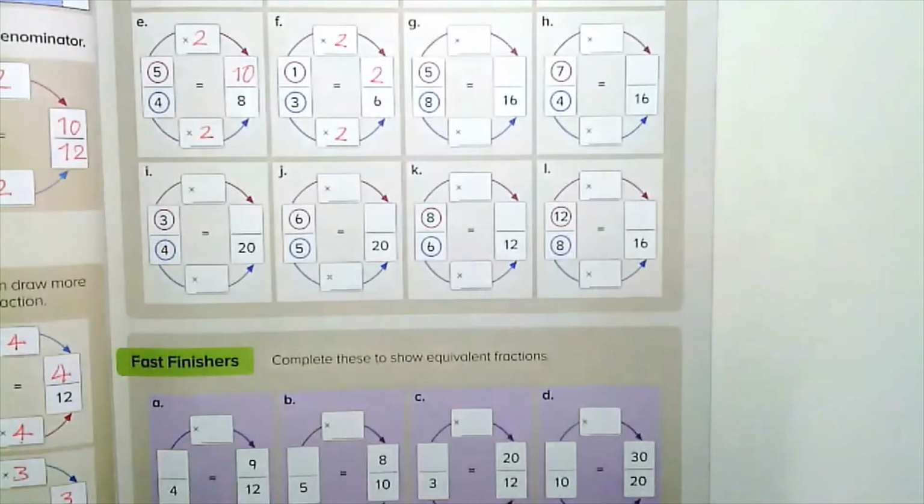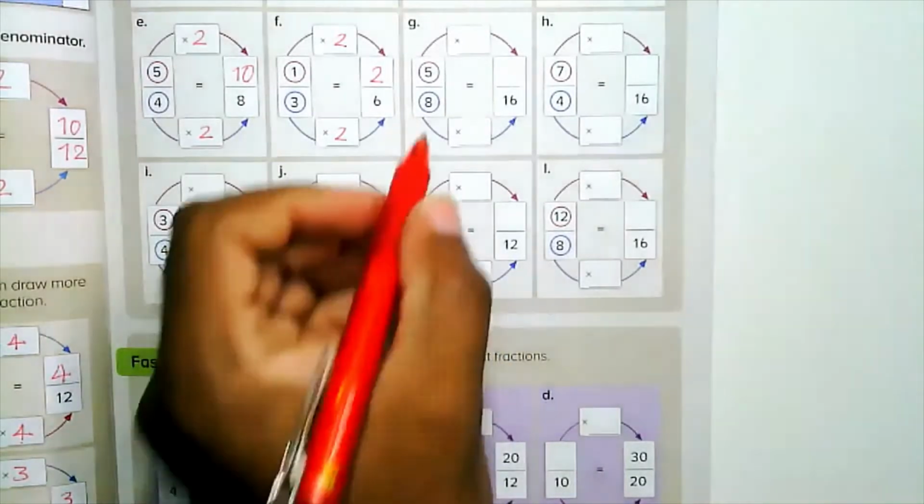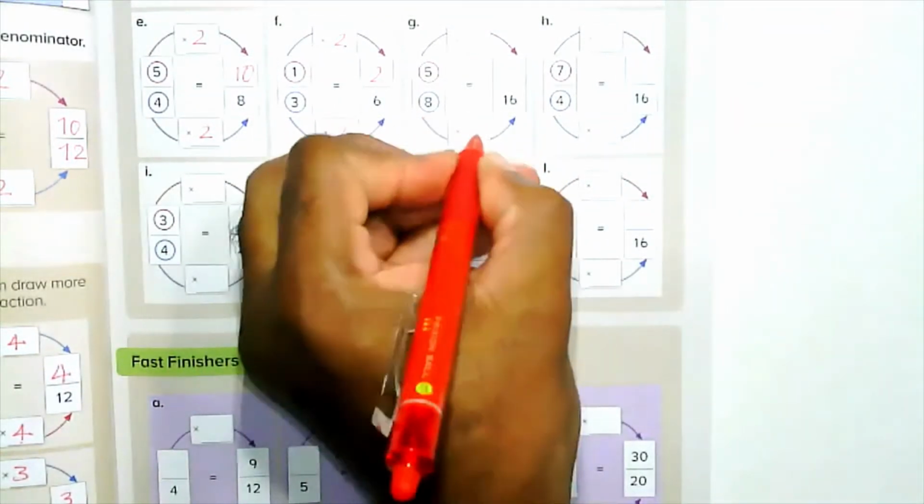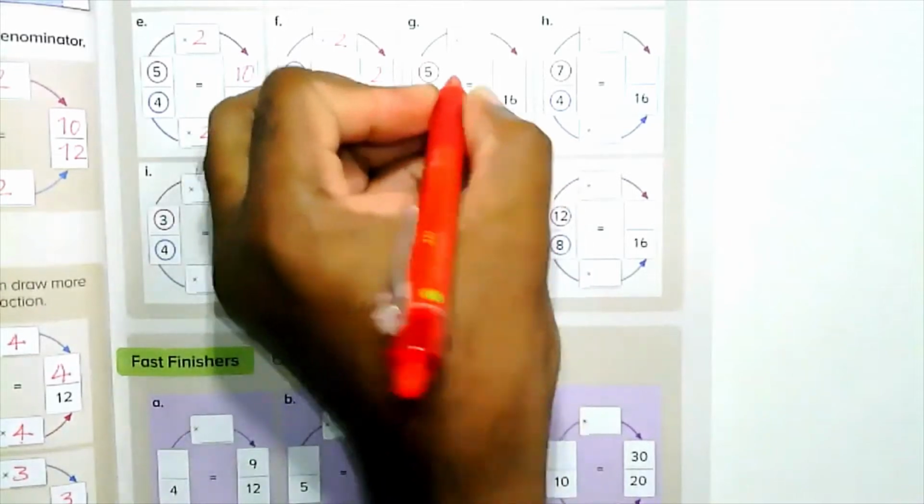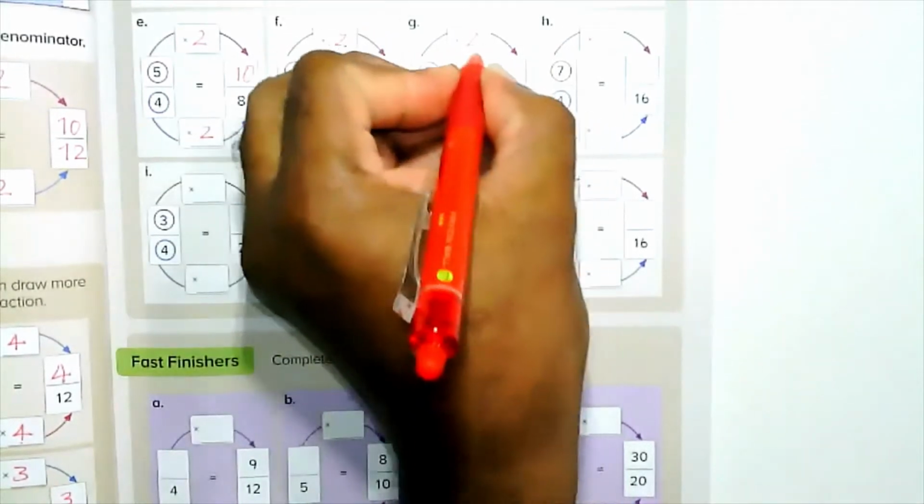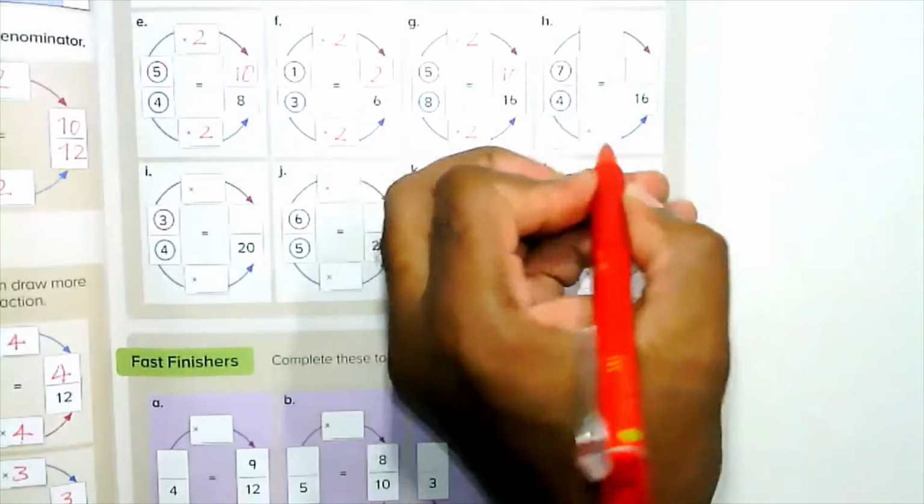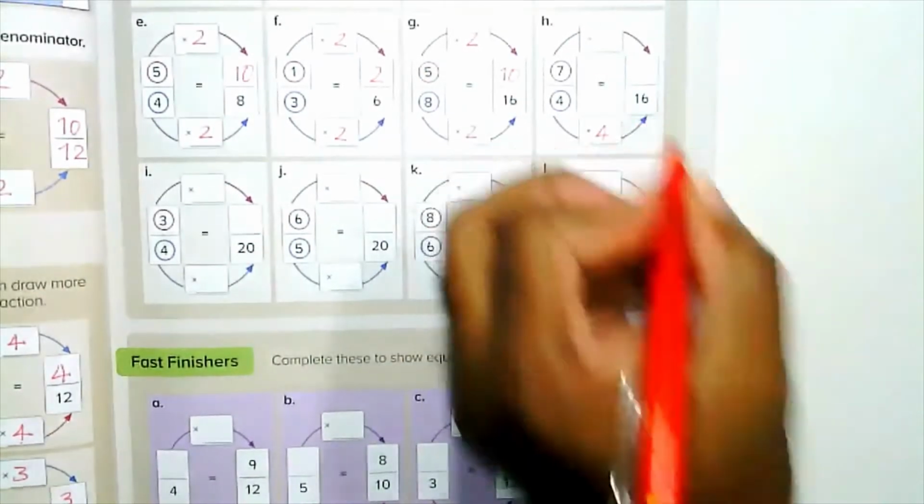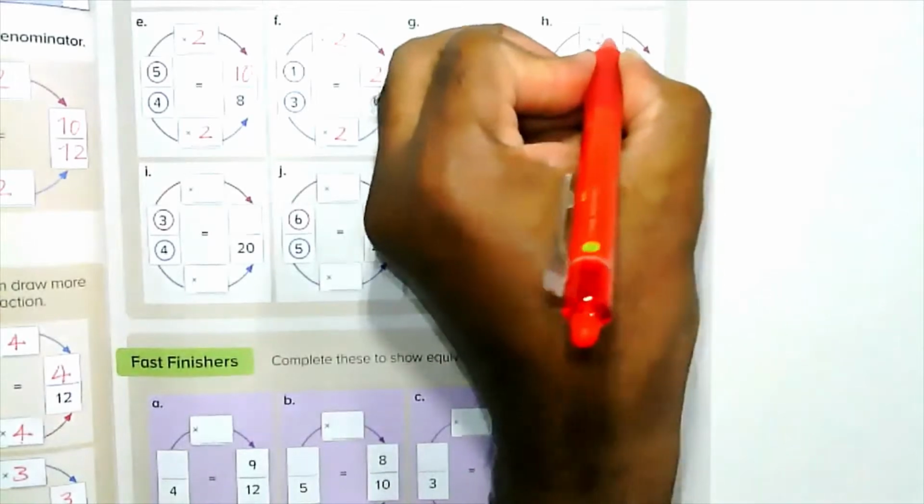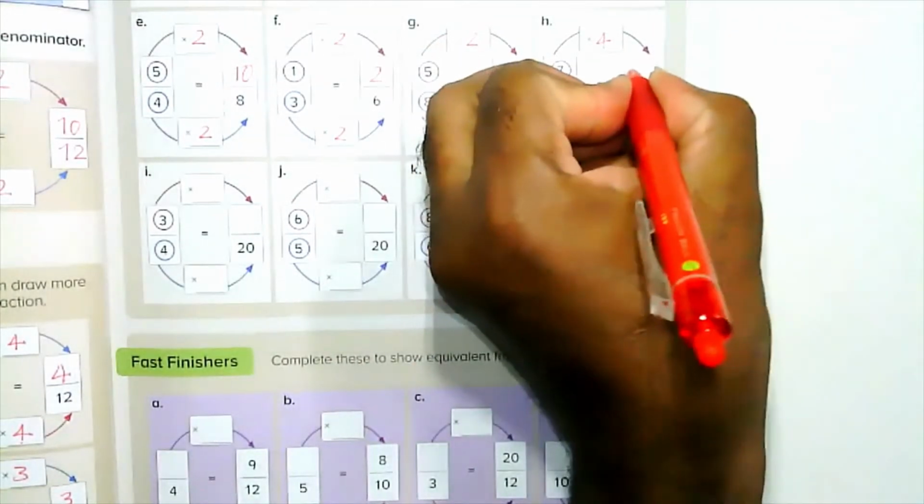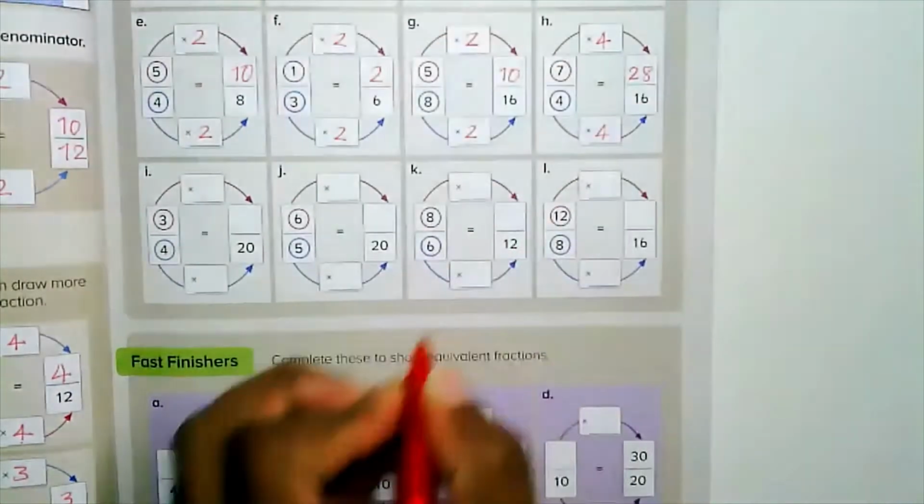Part G. 8 times 2 is 16. So 5 times 2 will be 10. 4 times 4 will be 16. 7 times 4 will be 28.